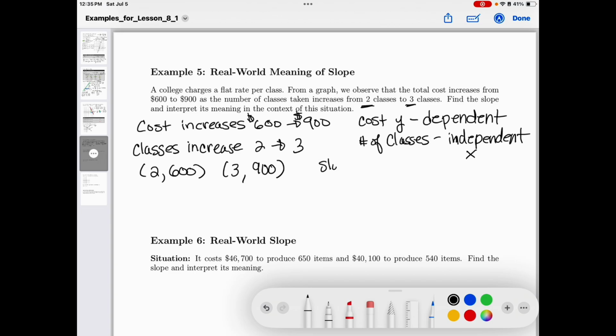Now, if I want to find the slope, it's the change in y over the change in x, which is y2 minus y1 over x2 minus x1. So if I call this x1 and y1, x2 and y2, y2 minus y1 would be 900 minus 600, which is 300. And x2 minus x1, that's 3 minus 2, which is 1. And when we simplify that, we can just write it as 300.